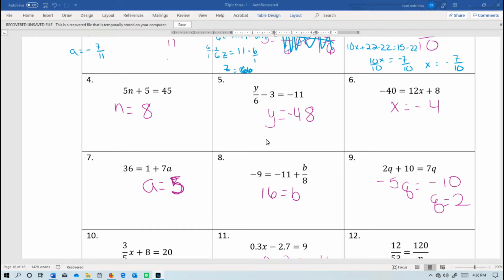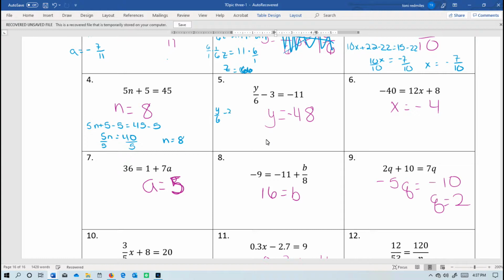All right, in this next one, I need to subtract 5 from both sides because it's being added to n. Going to give me 5n equals 40. The 5 is multiplying the n, so I'm going to divide it. And n equals 8.